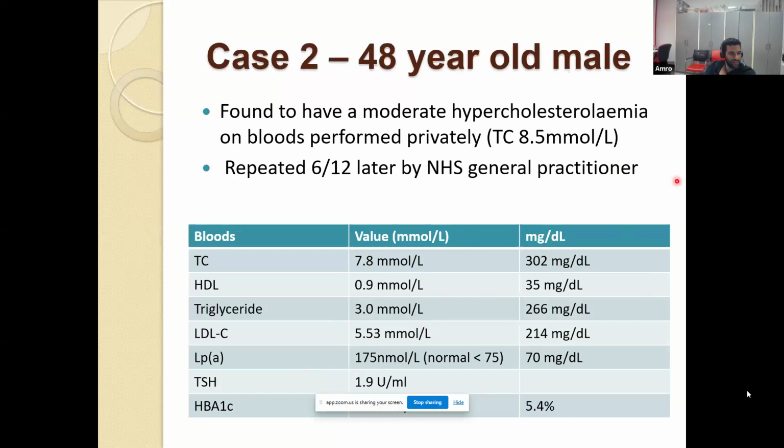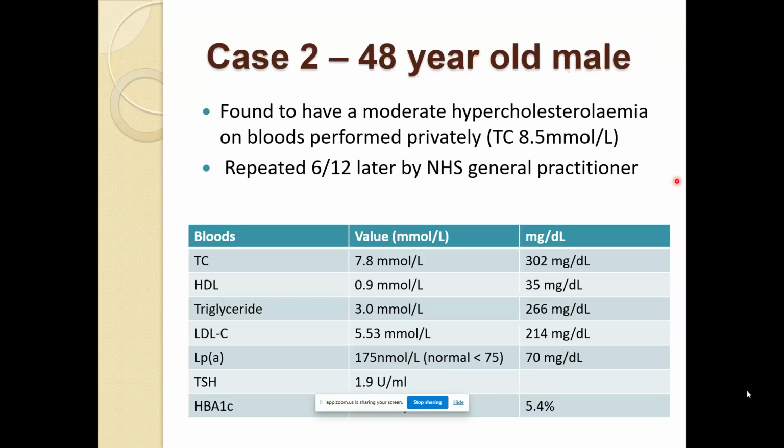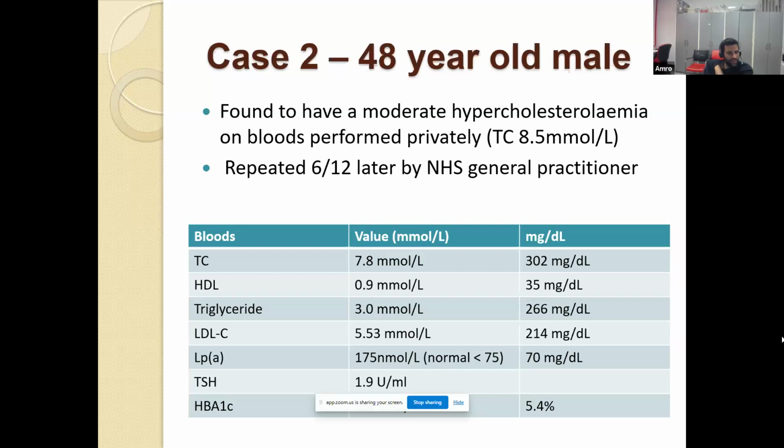What can you see here? What are the things that stand out? Okay, so I can see an elevated triglyceride here, and a good HDL level. So he's got a mixed dyslipidemia with a very mild elevated triglyceride. As you rightfully say, his HDL's normal.